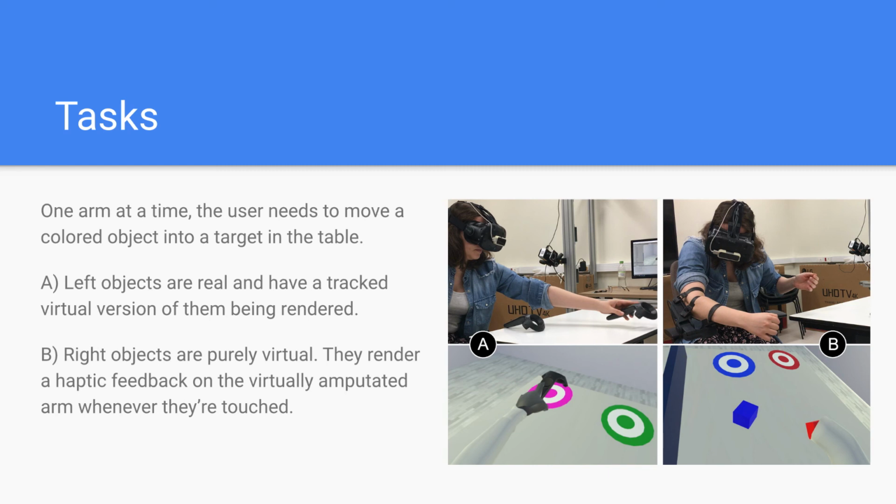As you can see in image B, you can only see half of your arm, and then you need to try and push the objects with your elbow. The objects don't exist physically, so we simulated the touch of the objects with the elbow through the wrist device.